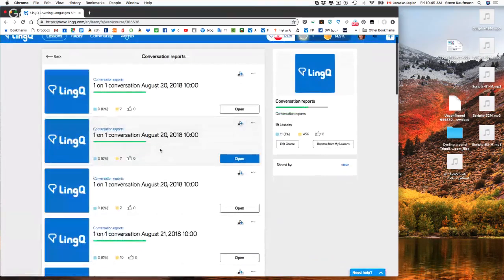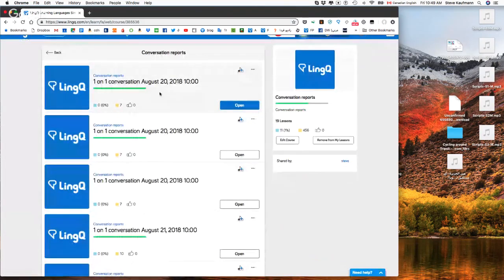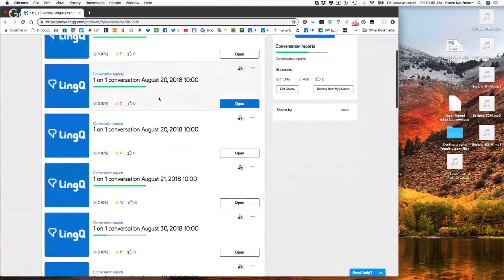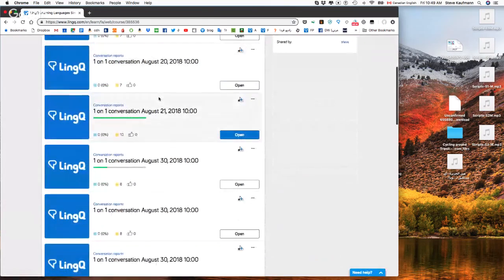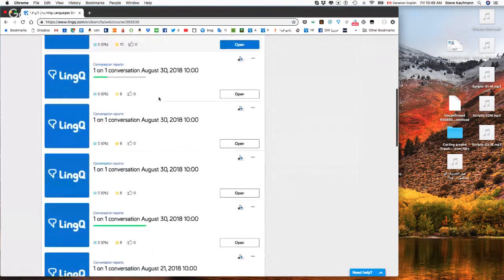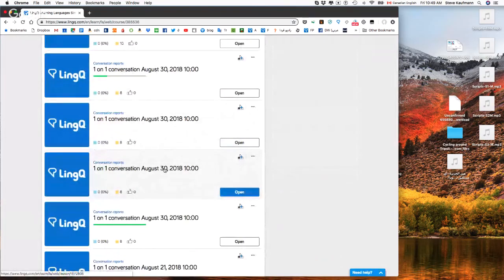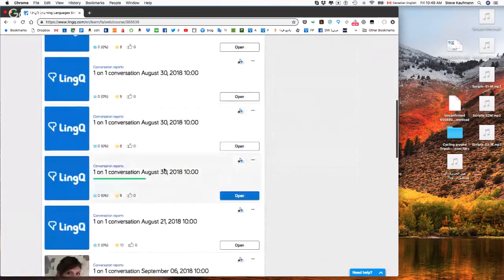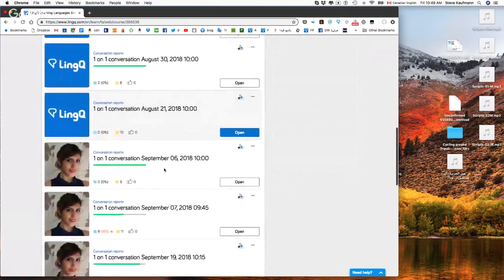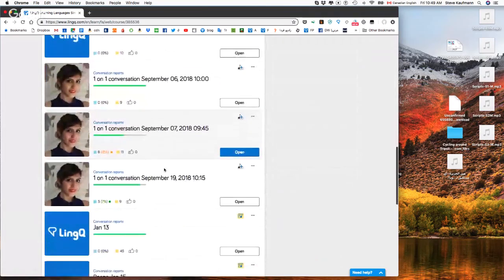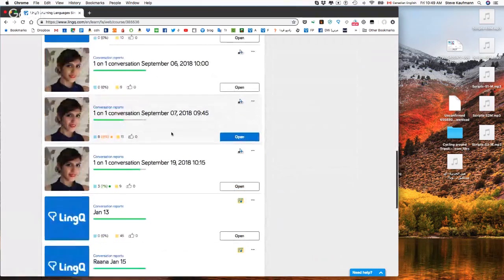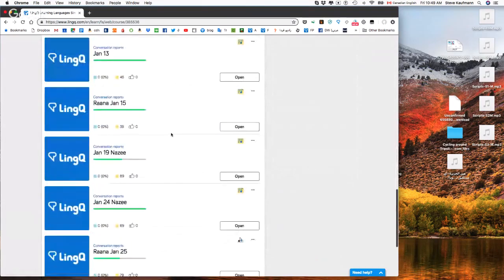So it's starting on August 20th. Now I had some difficulty importing these, so this August 20 is the same discussion. August 21st, August 30th, 3 of those came in. I had a problem, I can't remember what it was. 4 of them, those are all the same. And then we start into September 6th, 7th, 19th, 13th.